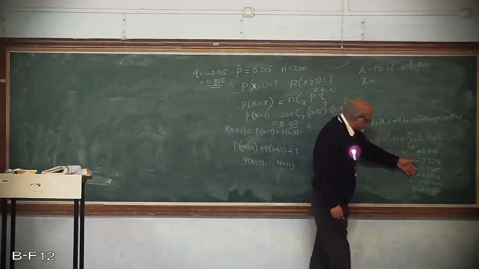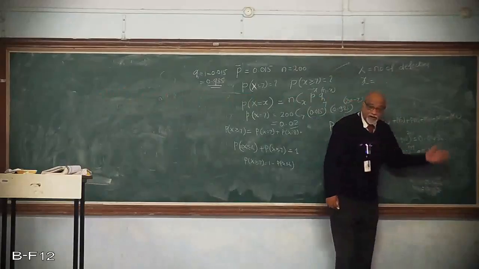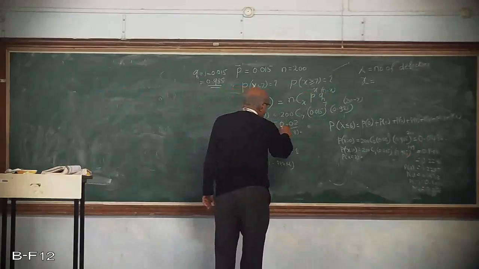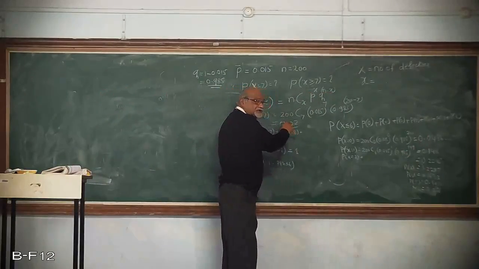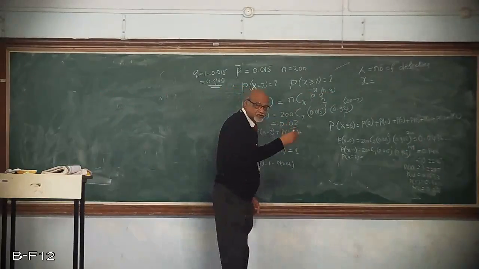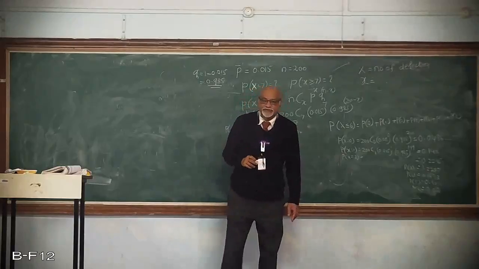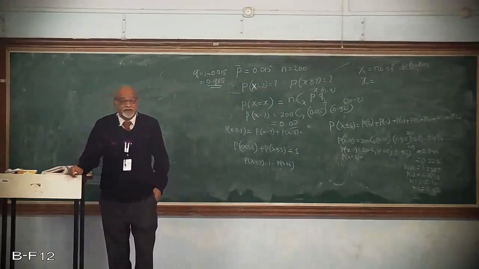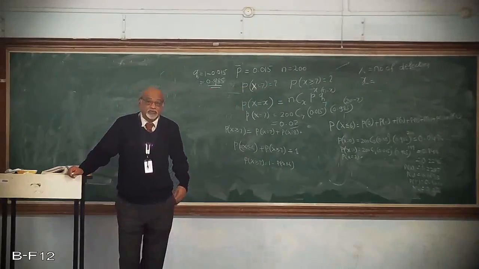You can just see P of 6 is 0.05. And again, we have calculated exactly 7, that we have calculated 0.0. It will go on tapering off. So perhaps if you calculate the probability that it contains 11 defectives, it is going to be 0.